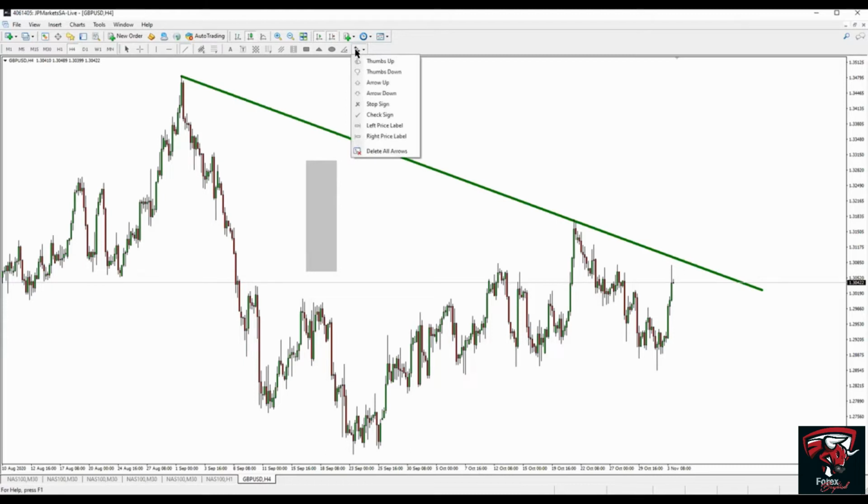Now, wait, let me try and find something else. Where do you find those other things? I want something that points sideways. Okay, I'm just gonna use this tick, right?